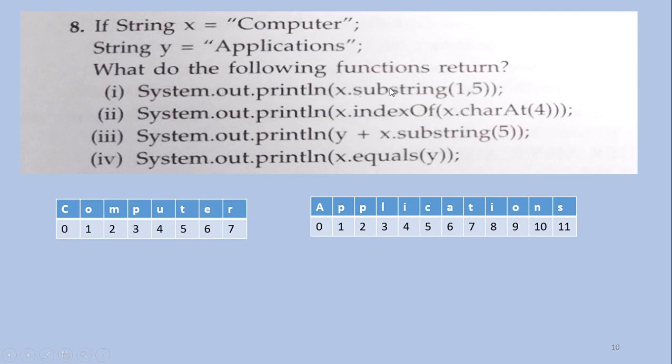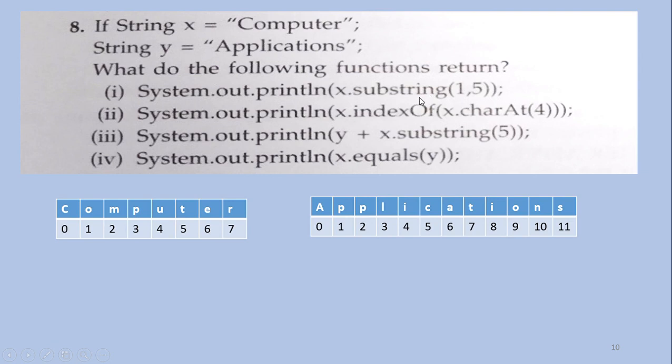System.out.println x.substring. What is the substring doing? Substring will extract a set of string from the main string. So how many characters will it extract? I have told you substring can be used in two methods. Starting argument, ending argument. That is one form, or you only go with the starting argument. Here they have used the starting and the ending index number.